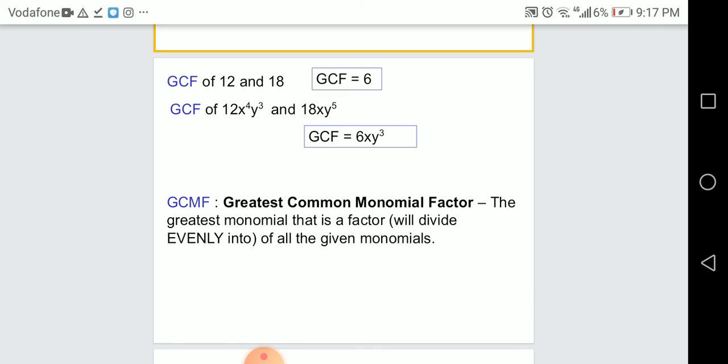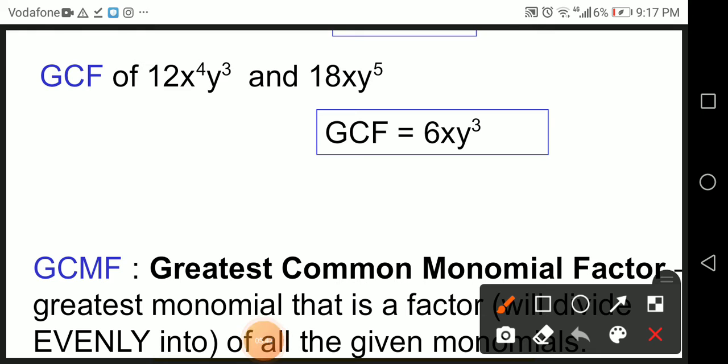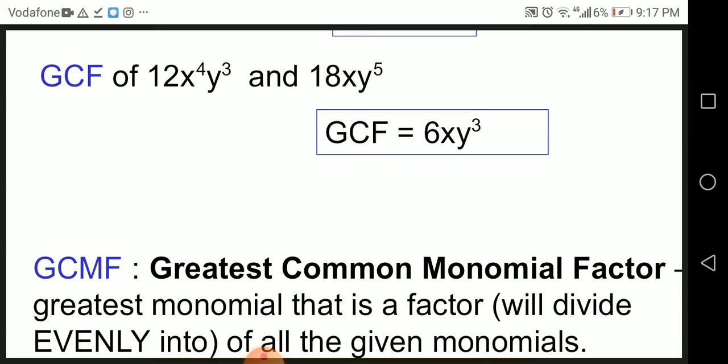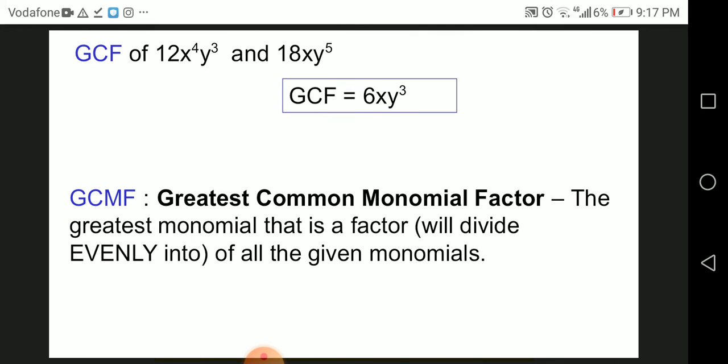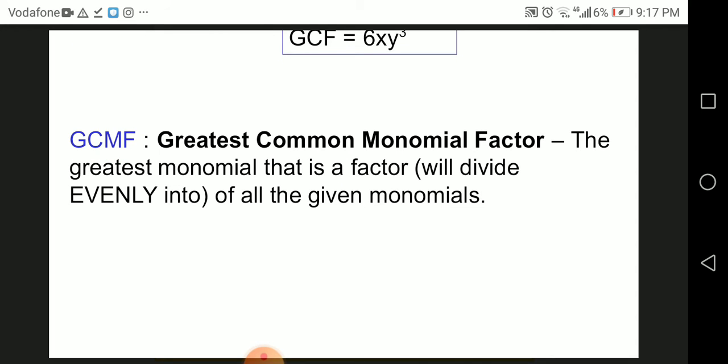So my answer for the two monomials: we have x to the power 4 and just x, so just x. I have y to the power 3 and y to the power 5, so take the least one, which is to the power 3. And the greatest common factor for 18 and 12 is 6. So this is my answer. Okay, the greatest common factor of the monomials: the greatest monomial that is a factor will divide evenly into all of the given monomials. Okay, let's complete.